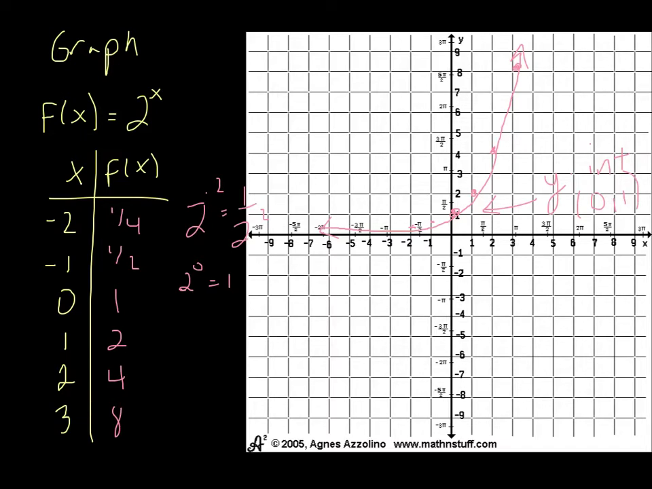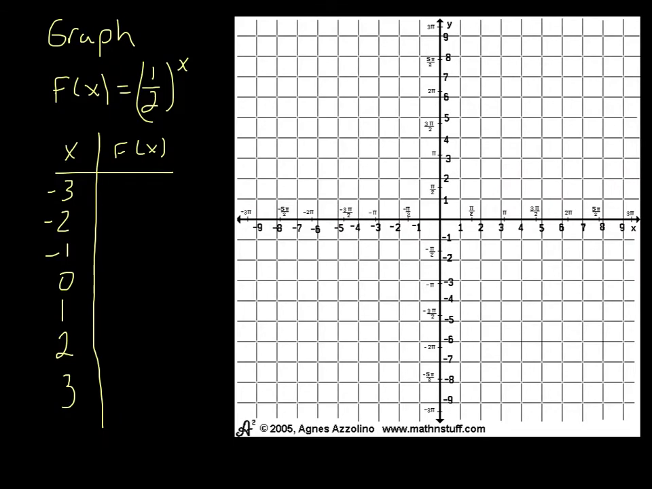Okay. Look at another graph, 1/2 to the x. So when x is negative 3, that means I'm really looking at 1/2 raised to the negative 3, and remember, the negative exponent means I'm going to take the reciprocal, so that really means the same thing as 2 to the third. That's going to give me 8. 1/2 to the negative 2 means 1 over 1/2 squared, which is going to give me 4. Again, anything to the 0 is 1. 1/2 to the first would be 1/2. 1/2 to the second would be 1/4.